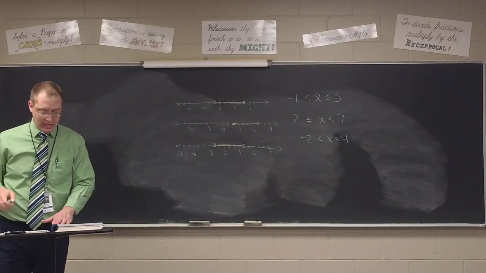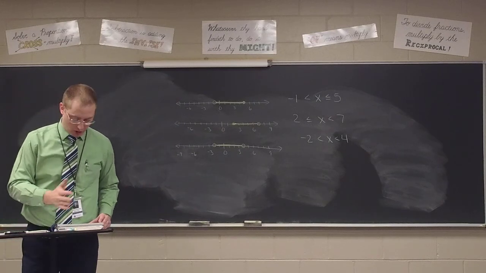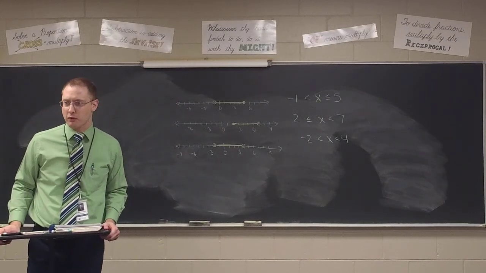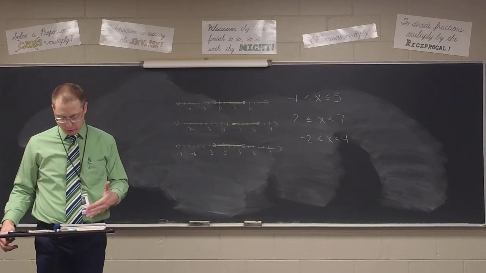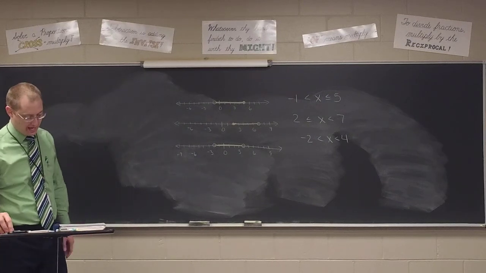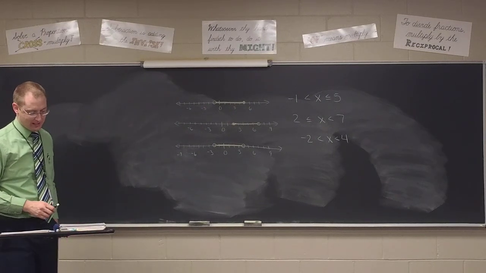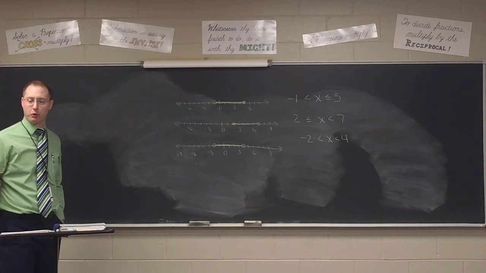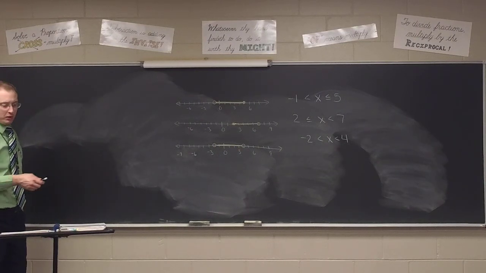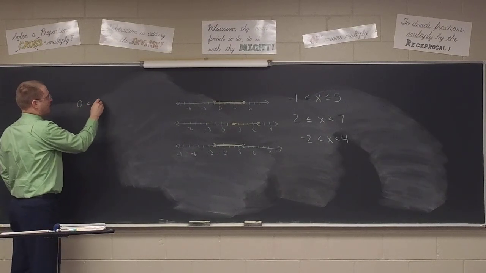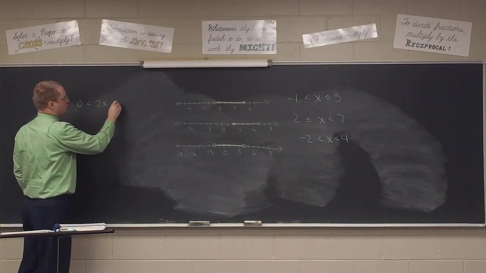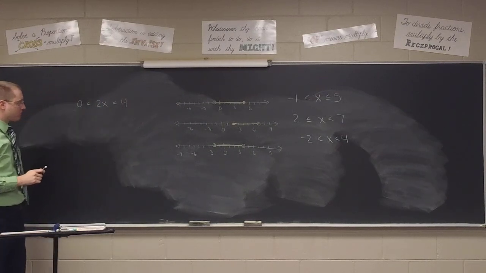All right, good. Now, last night I had you read over just a few pages on how to solve compound inequalities. I want to work a few of these with you based on what you read. So I want to start by looking at problem number 4 over on page 144. So turn the page, page 144, and look at number 4. It gives us the inequality 0 is less than 2x is less than 4.